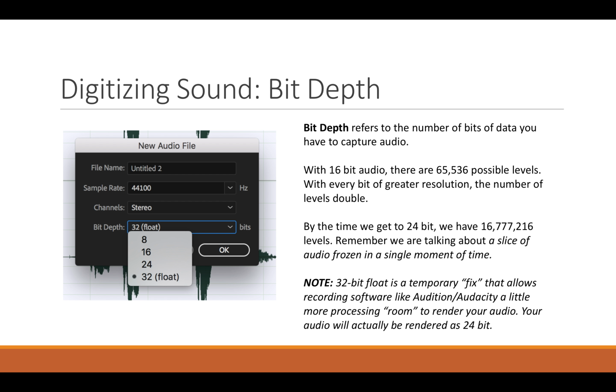Now you'll notice that we have a 32-bit option in both Audition and Audacity. So that's actually temporary. It gives you a little bit more room on the high end and a little bit more room on the low end to process your data. But actually, your sounds will eventually be rendered in 24-bit. It just gives the software a little bit more room to work with. So float is just a temporary fix.